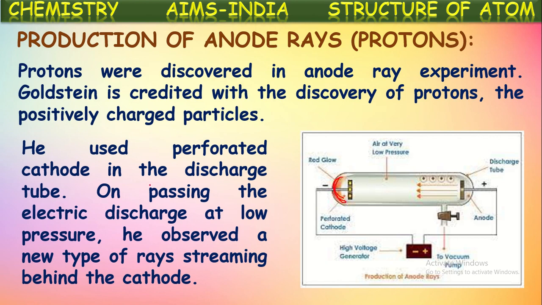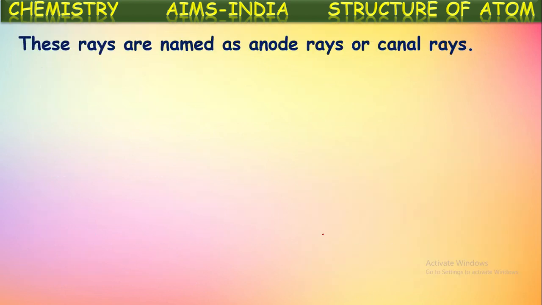On passing electric charge at low pressure, he observed a new type of rays streaming behind the cathode, striking the screen at the back of the cathode and glowing. He observed scintillations. So he considered that some particles were moving from the anode side to the cathode side, and he called those particles anode rays. These rays are named anode rays or canal rays.